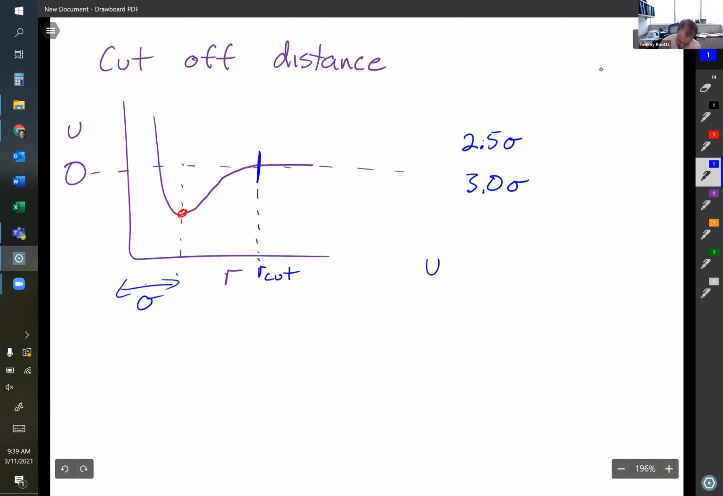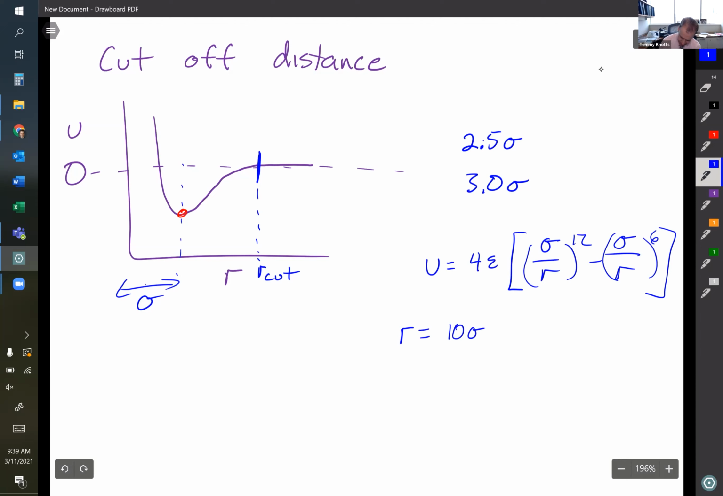So remember, U is equal to 4 epsilon times sigma over R to the 12th minus sigma over R to the 6th. If I ever calculate an R that is, say, 10 sigma, and I stick that 10 sigma in here, it's going to be so close to 0 that I don't care about it. And actually, if it's anywhere close to about 2.5 to 3 sigma. 2.5 gives us a little more error, but people do it because it's computationally fast. They don't do anything much less than that. 3 sigma is something if you want to really be safe.